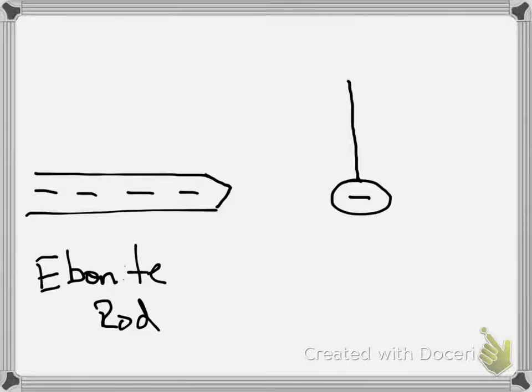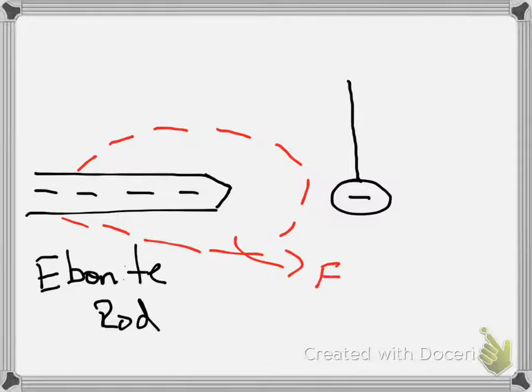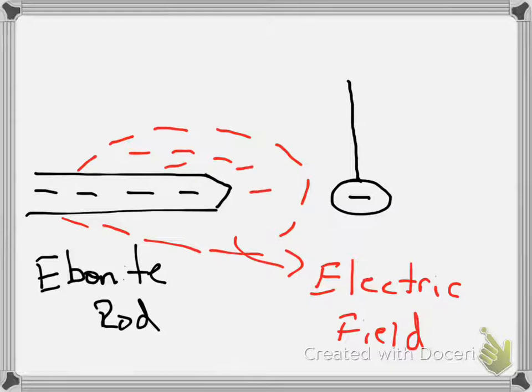The ebonite rod not only is negative on the material itself, but around the rod, we're going to draw this red area, which is going to be a field. And this would be an electric field. And that electric field is the same charge as the object itself. So we would fill this in with a bunch of negatives.